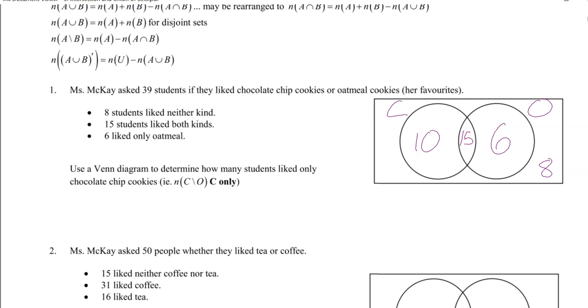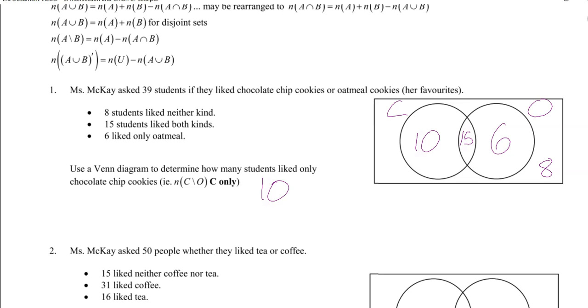So use the diagram, which we did. How many students like chocolate chip only? Okay, C/O, so it's chocolate chip minus the oatmeal. So I'm going to ask you some more questions. How many students like chocolate chip cookies? 25, right? The ones that like chocolate chip and oatmeal.